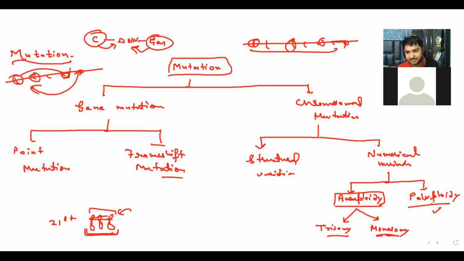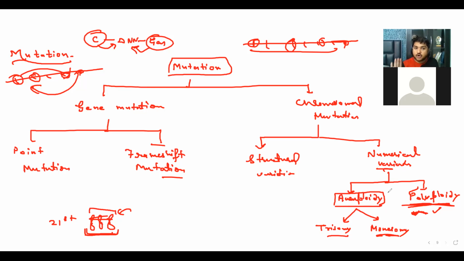Okay, I'm coming to the topic. Polyploidy means there is an extra copy. Suppose in the 21st chromosome there are five chromosomes. If there are multiple copies, suppose you have 50 or 55 chromosomes, so it is so many, it is known as polyploidy. Any doubt in this? So this is the numerical variation.